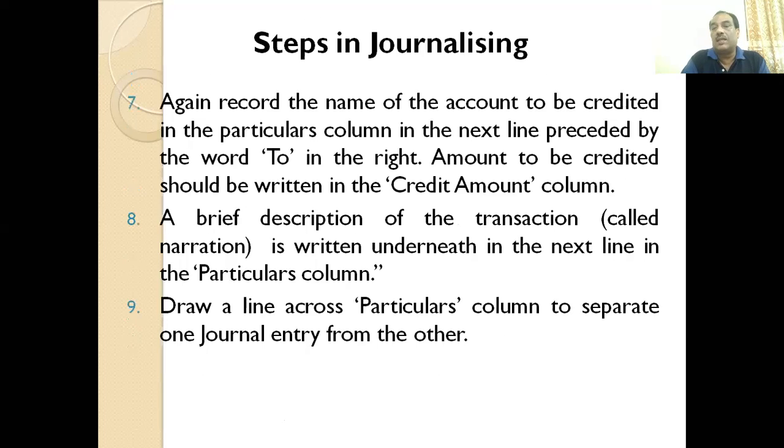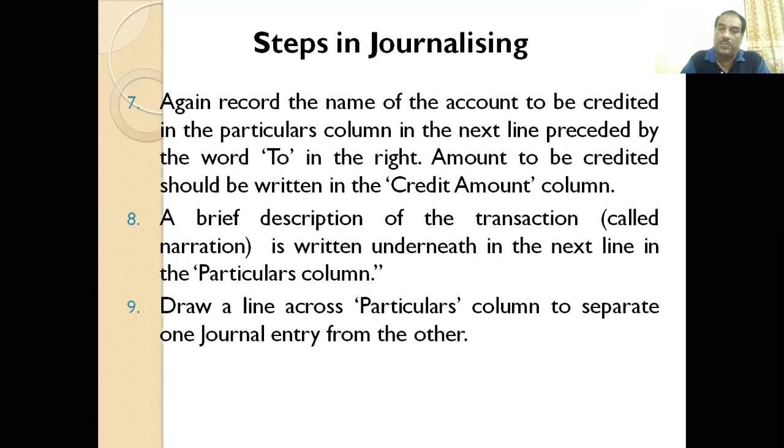Again, record the name of the account to be credited in the particulars column in the next line, preceded by the word to. So first we write to in the next line, and then write the name of the account which is to be credited. So this is the systematic way of recording in the journal. Okay. And then in the credit column we write the amount that is to be credited.